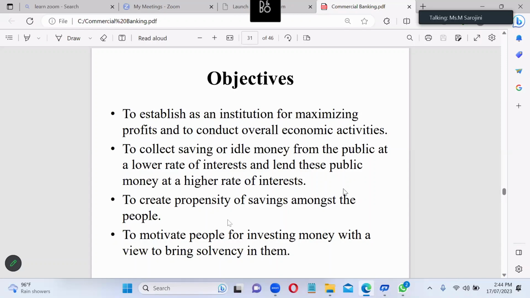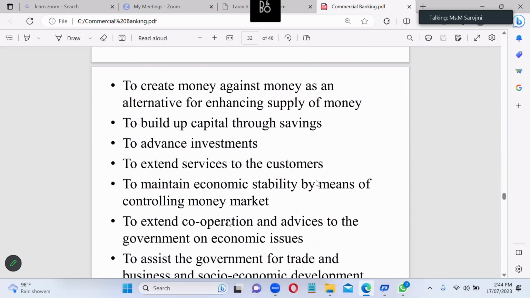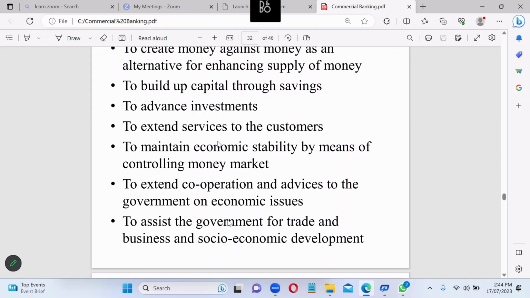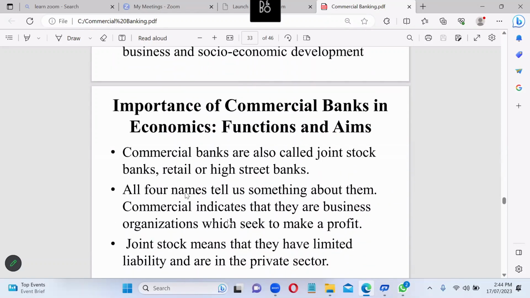These are the objectives of the commercial banks, as well as creating credit money as an alternative, enhancing the supply of money, building up capital through savings, advancing investment, extending service to customers, maintaining economic stability in the market, and extending cooperation and advice to the government. We already saw that commercial banks provide counseling and advisory services to governments as well as entrepreneurs. So this is also one of the objectives: to assist the government in trade and business, and socio-economic development is another objective.